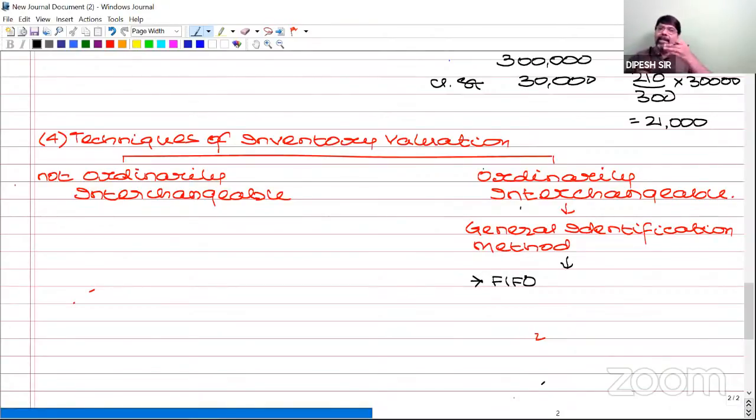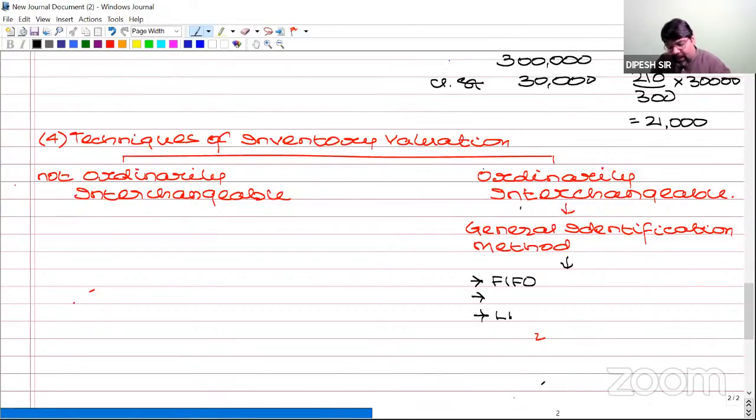That means the 700 pens which are sold are sold from lot 1 first, then from lot 2, then from lot 3, then from lot 4. So these 300 pens are left from the last lot. Am I clear?